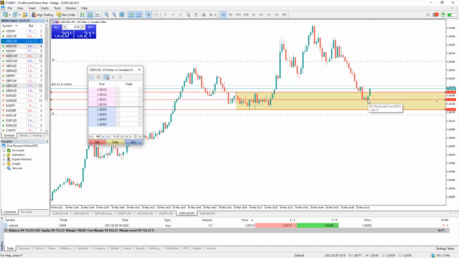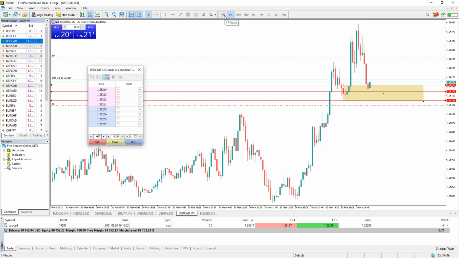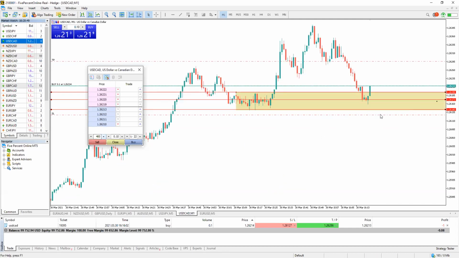So this same example that we are showing now on the 1 minute chart and 5 minute chart, you can look for in all time frames. Okay, you'll see the same reaction.